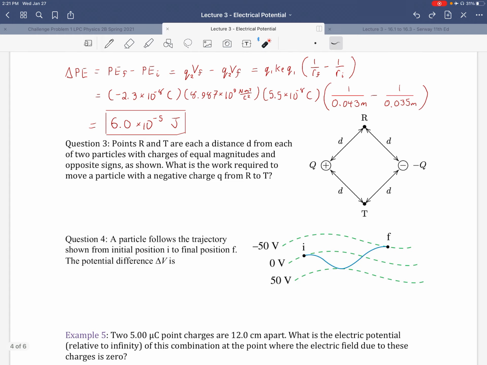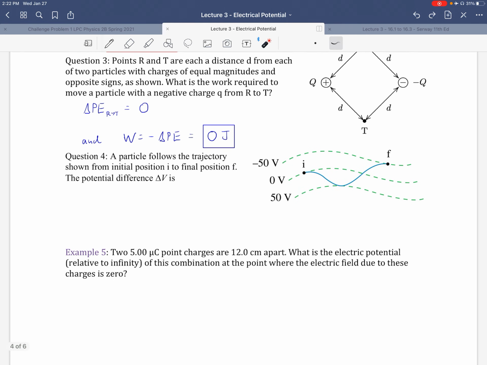Question 3. Points R and 2, the concept question, are each a distance d from each of the two particles with charges of equal magnitude and opposite sign as shown. What is the work required to move a particle with a negative charge q from r to 2? Zero, simply zero. Why? Because you didn't actually change any potential energy. It's the same potential energy at 2 as is at r. There's no change in potential energy.